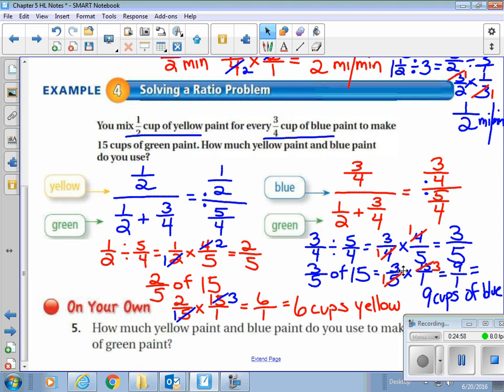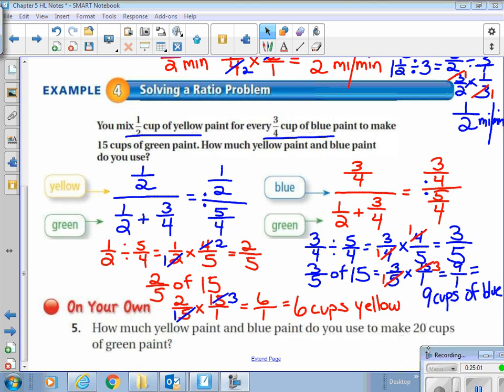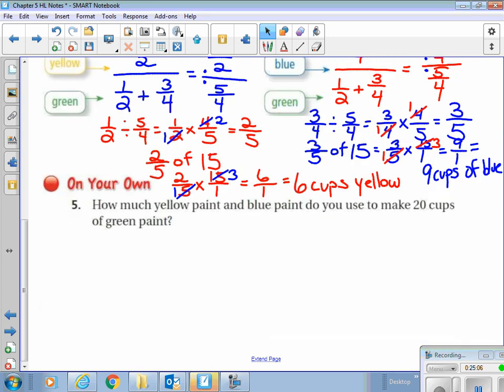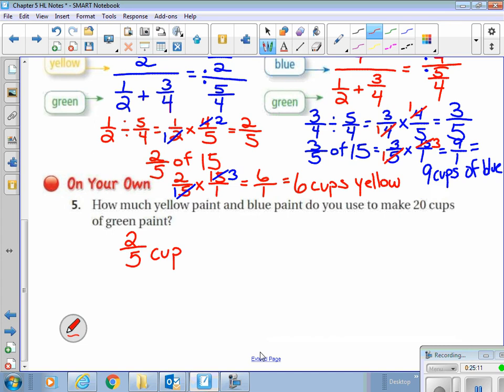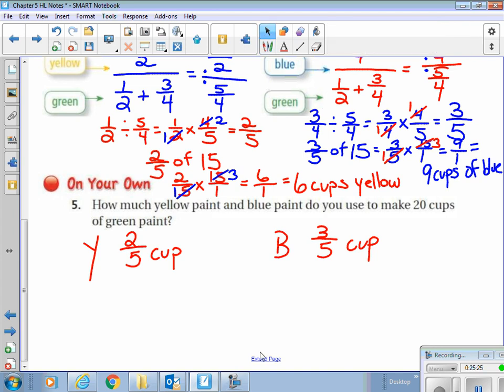On your own problem, they're asking how much yellow paint and blue paint do you use to make 20 cups of green paint? Well, we already know that for each cup, yellow is 2/5 cups. This is your yellow. And we already know that blue is 3/5 cups. Figure out how much you would need for 20. So up here we figured out how much we would need out of 15 cups. You're going to find out on your own how much you need out of 20. See if you can solve those two on your own, and then come back and check. Pause the video.